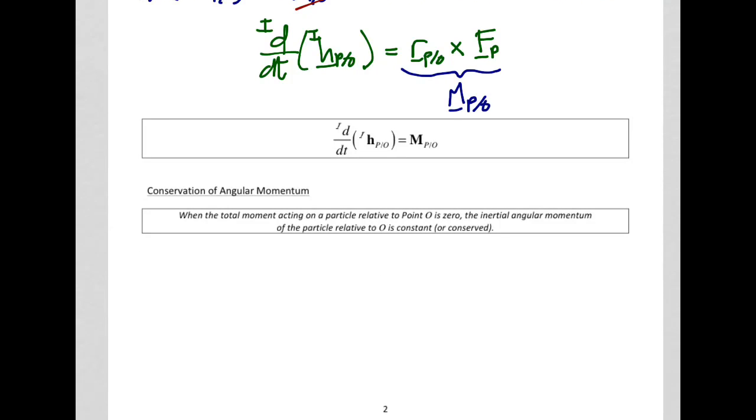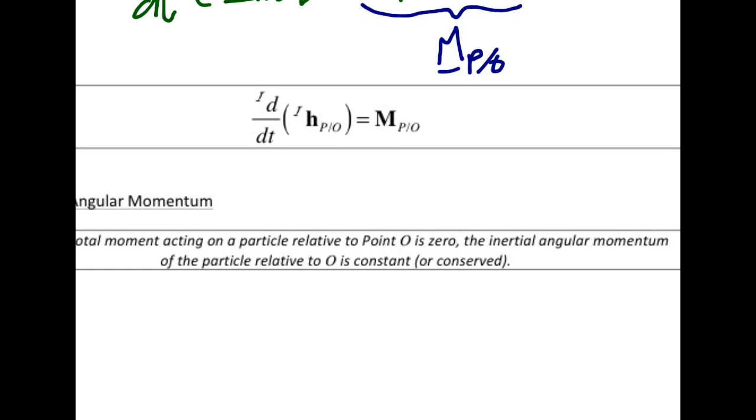And so, in this expression where the time derivative of angular momentum is equal to the moment, when the time derivative of the angular momentum is equal to 0, then the moment about O has to be 0 as well. What it means when the time derivative of the angular momentum is equal to 0 is that angular momentum isn't changing. And so when the time derivative of angular momentum is equal to 0, then angular momentum is conserved.